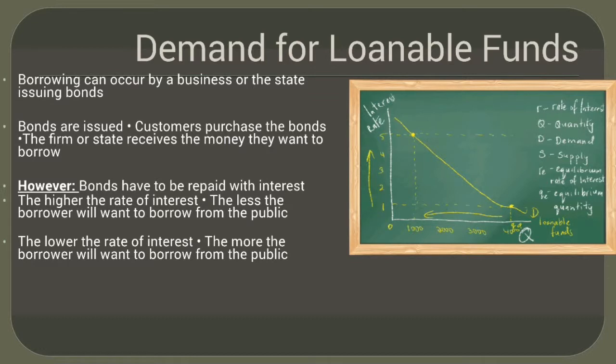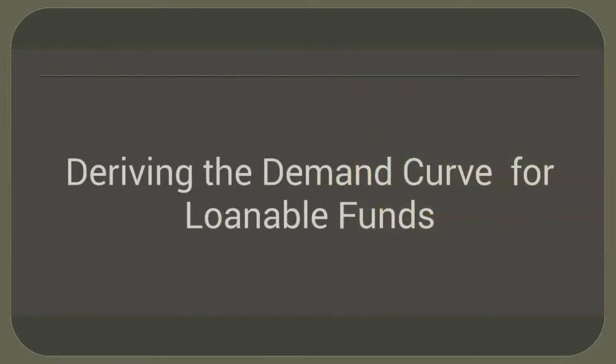So as the rate of interest goes up, the demand for loanable funds goes down. And we see that in this particular diagram. So this gives rise to a downward sloping demand curve for loanable funds from left to right. Downward sloping curve from left to right for the demand for loanable funds. So I'm going to go through an actual construction, or we're going to derive the demand curve for loanable funds at this point in time so you can actually see the process take place.